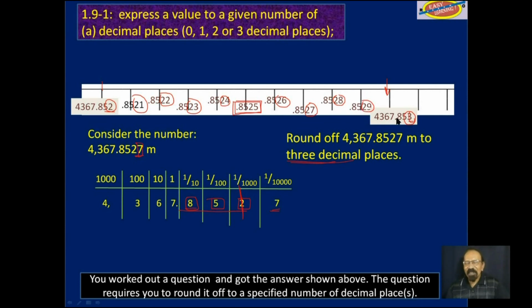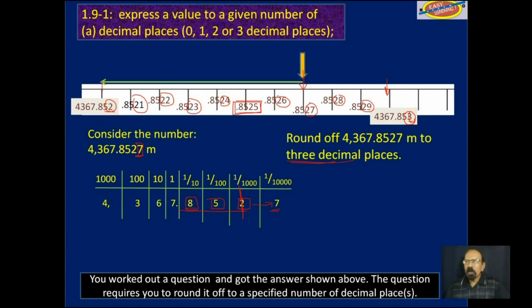So let's consider the digit, 1 or 2 digits. In this case, we only have 1, immediately to the right of the place we want to round off, which is this 7. Where on this number line will we find 2.7? And as you can see, it is here.